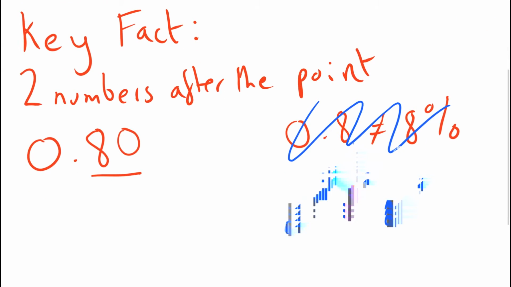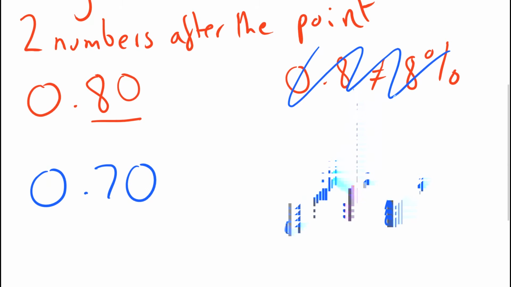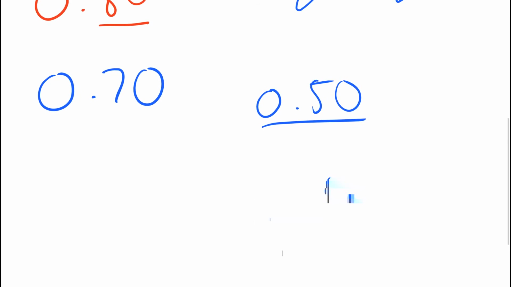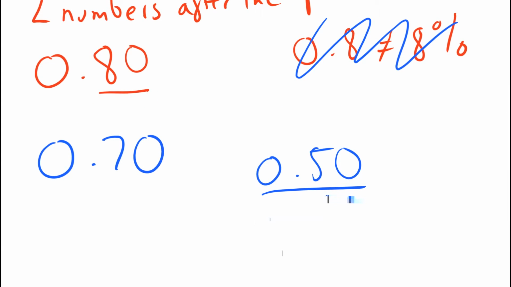So let's give another example. 0.7 is not 7%, it's 70%. 0.5 is not 5%. We can see that there's no number here after the 5, so we added 0. It's 50%. What about if they do give us two numbers? So for example, 0.37. Well, that's 37%.